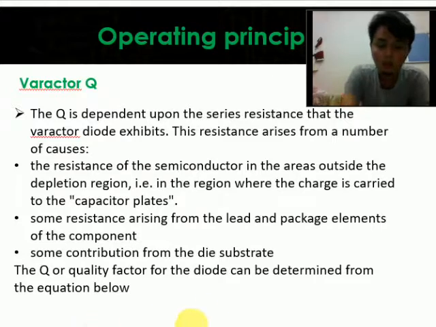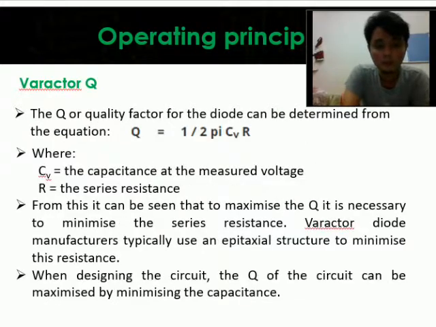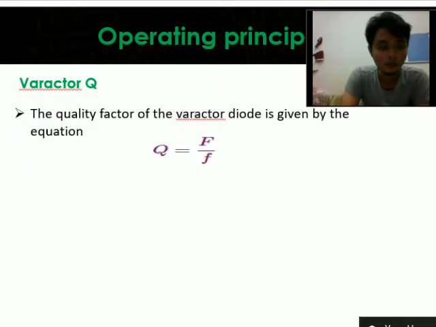The Q point, or quality factor, for the diode can be determined from the equation, where CV is the capacitance at the measured voltage and R is the series resistance. So when we design the circuits, the Q point of the circuits can be maximized by minimizing the capacitance, and this will be the quality factor formula, where Q is equal to f over the frequency.